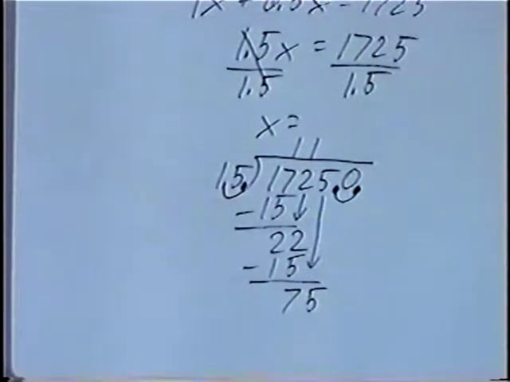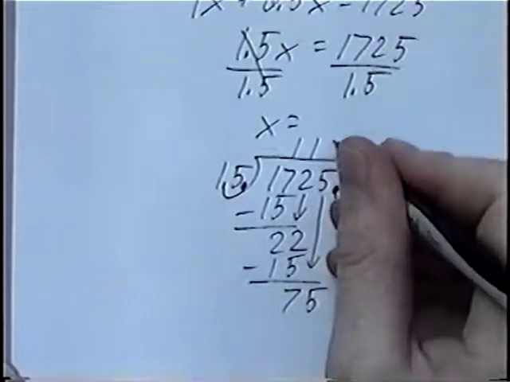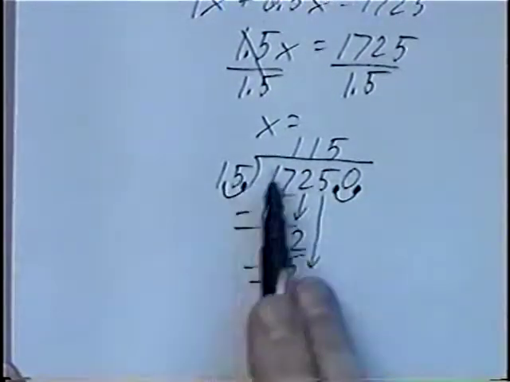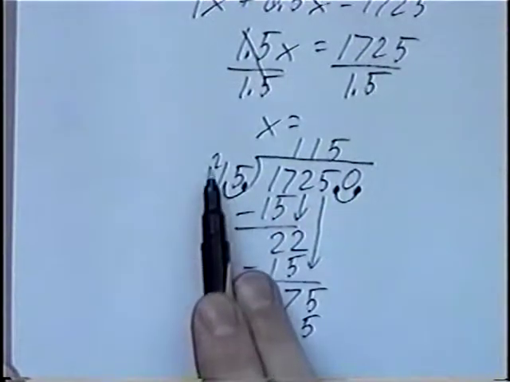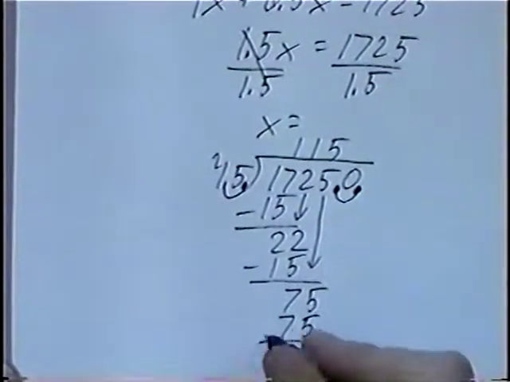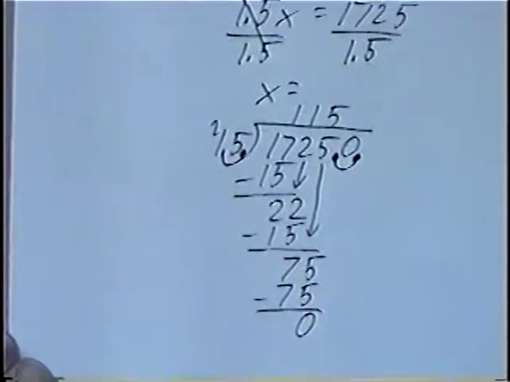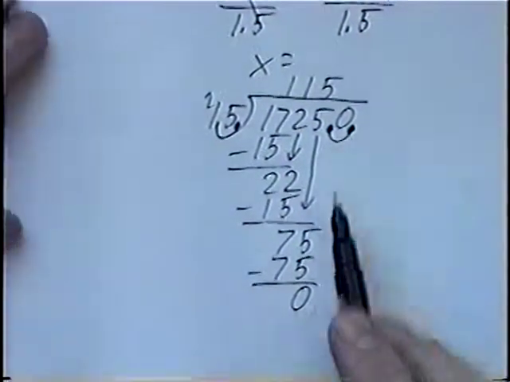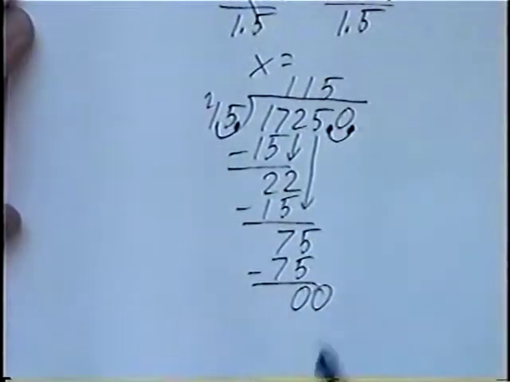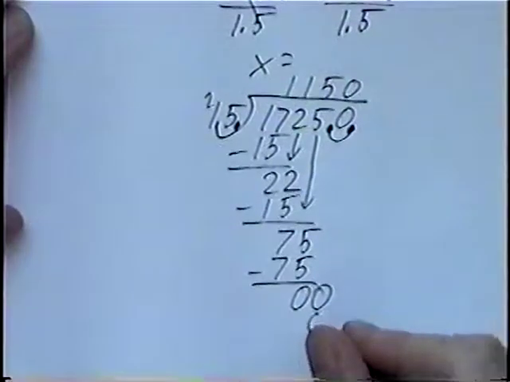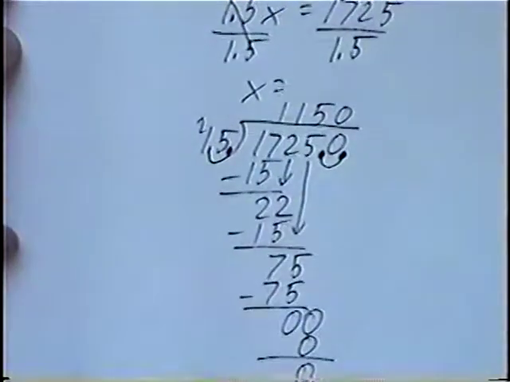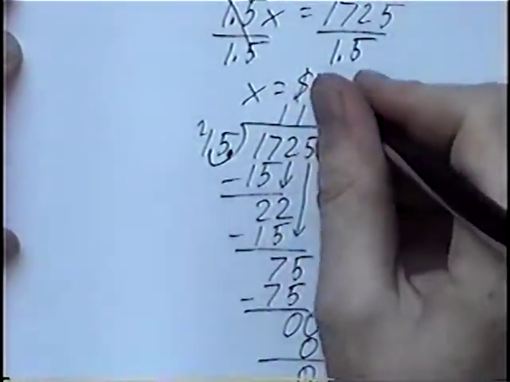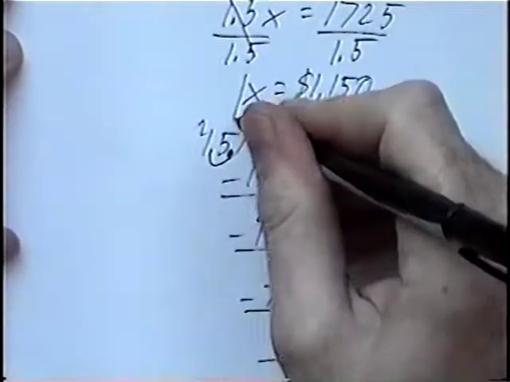Now we have 15 into 75. If you think about that, it goes in 5 times. 5 times 5 would be 25. Carry the 2. And 5 times 1 would be 5, plus 2 more would be 7. 75 minus 75 would be 0. And we still have one number, the 0 we can bring down. 15 into 0 would be 0. 0 times 15 would be 0. So we'll have no remainder. And our answer up top, 1150. So a month of rent would be $1,150.